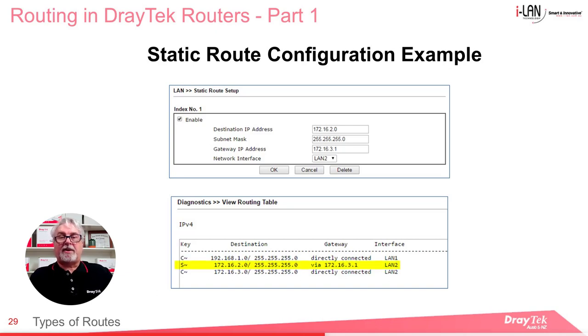Here we have one static route configured in router A, which says that to go to the 172.16.2.0 network, we need to use the gateway 172.16.3.1, which is on LAN 2. Once it's configured, you'll be able to see the entry in the routing table as shown here.